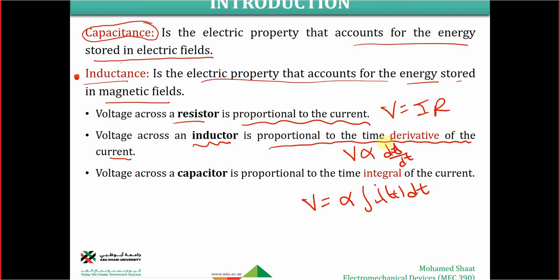So as you can see, we have different relations. The resistor gives a direct relation: the volt is proportional to the current. For the inductor, it is proportional to the derivative of the current. For the capacitor, it is proportional to the integration of the current. So these different elements give different relations between the volt and the current. It means that we can use them to give better control of the volt and the current through the electrical elements or the electrical circuit. Make sense so far?